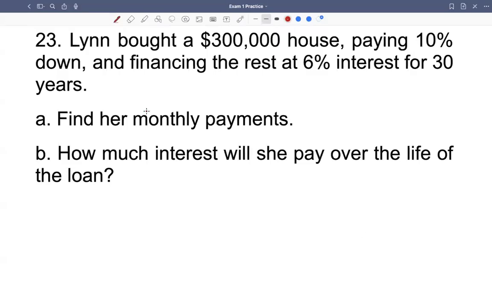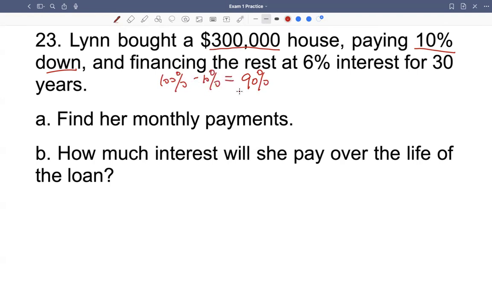Question 23. Lynn bought a $300,000 house, paying 10% down. Paying 10% down, so 90% is the loan, and the financing of the rest means 90%, right? Because the total is 100%, 100% minus 10%.